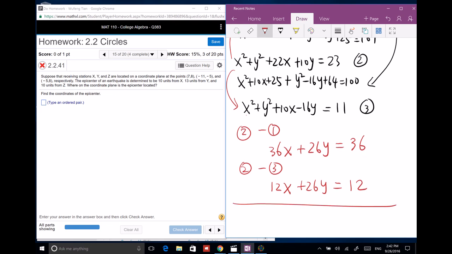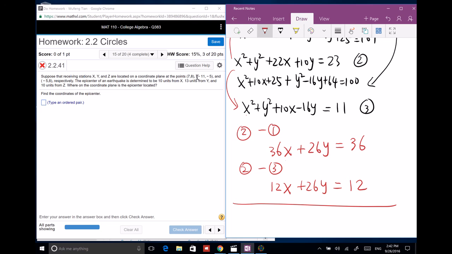Now we can subtract it. 36x minus 12x is a two-dimensional linear equation. Okay, so you can use substitution or elimination method now. You can multiply the second one by -1 or whichever. You just have to cancel one of the variables. So now it's simple, I just subtract it.